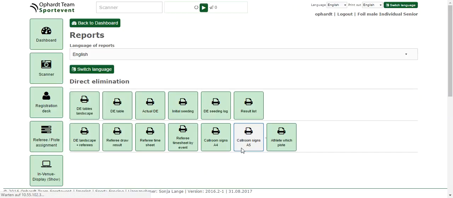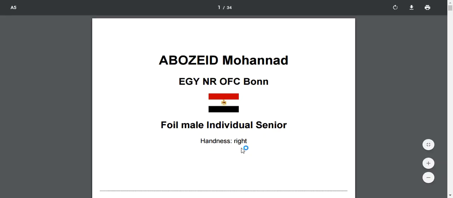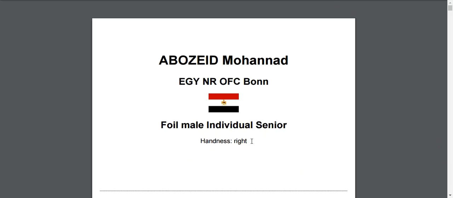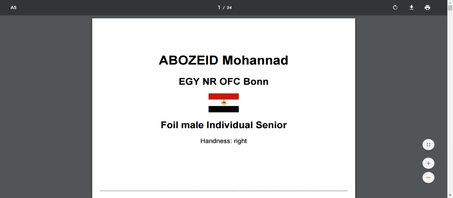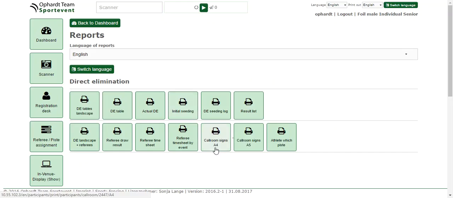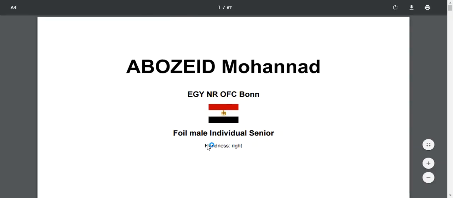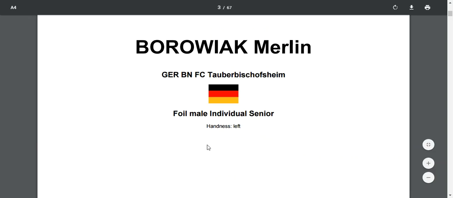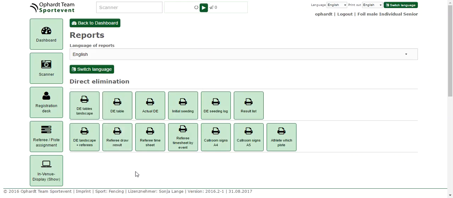This is, if you have a call room in a World Cup, you will get a sign like this. So you know your fencer is right-handed, which competition, you can put it on the chair or however you need it, but this is quite helpful for the work in the call room. So these are our prints under DE.